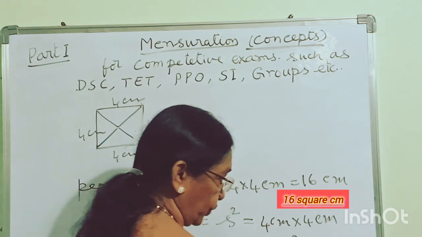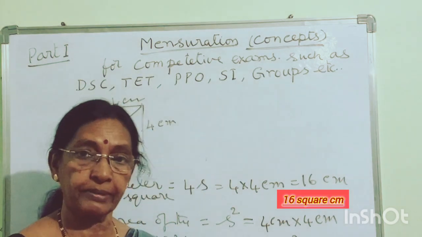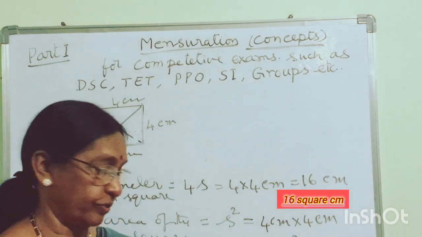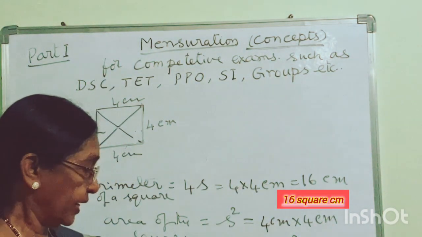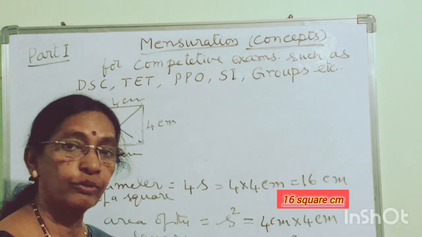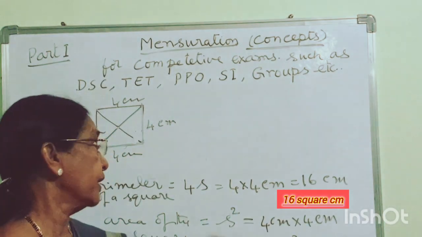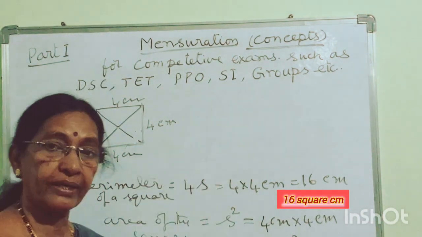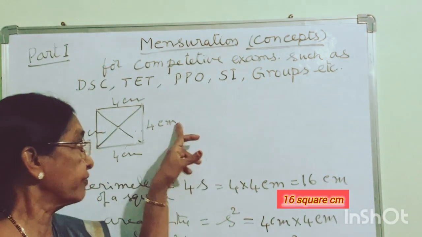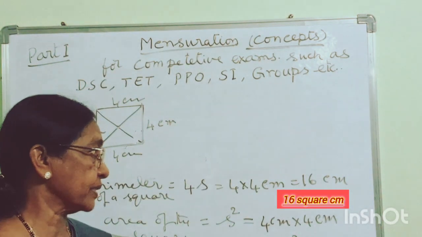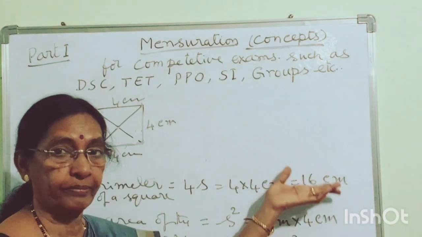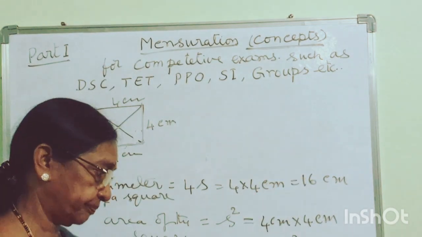You can write it either way, square centimeters or centimeters square, whatever it is. So the area of a square is measured in square units. If the side is in centimeters, the area is in square centimeters. If it is in meters, the area is in square meters. Whereas the perimeter is in the same units, meters.